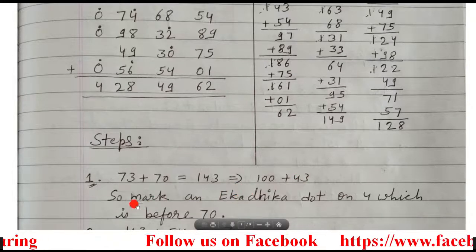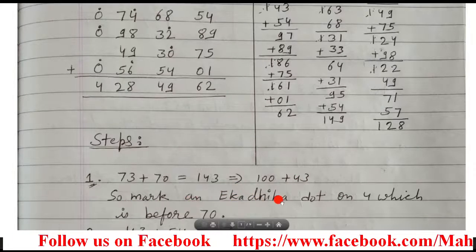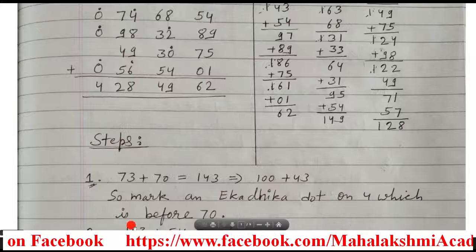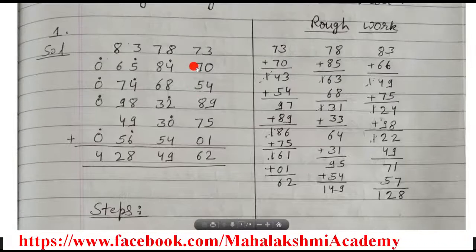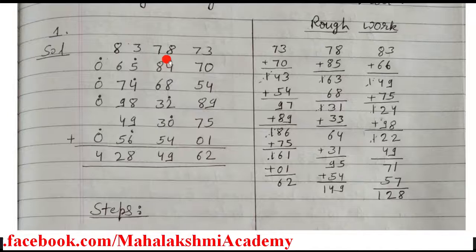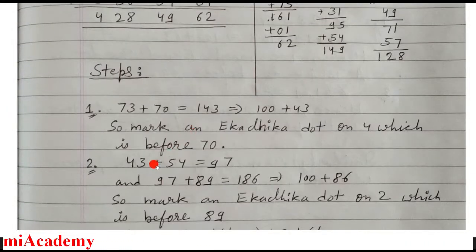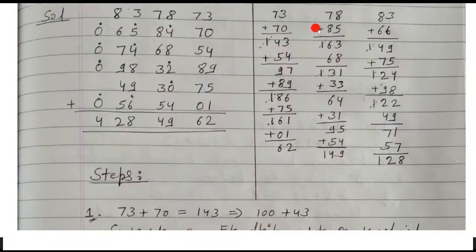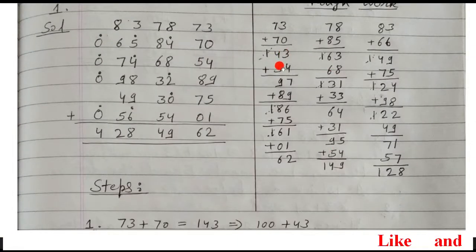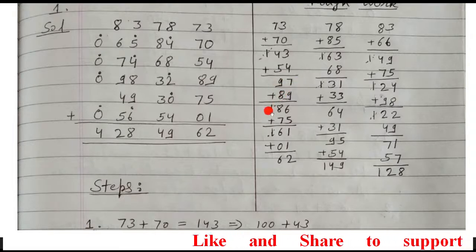So then just write down. So mark an ekadika dot on 4 which is before 70. Just see, before 74 is there. So put here ekadika dot. Now in the same way, the next just explain this step. 43 plus 54, that is 97. Then 97 plus 89 is 186.